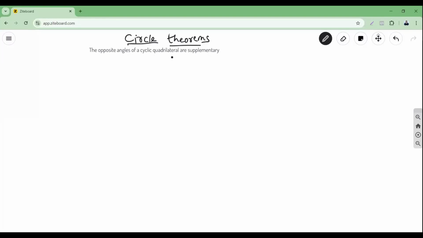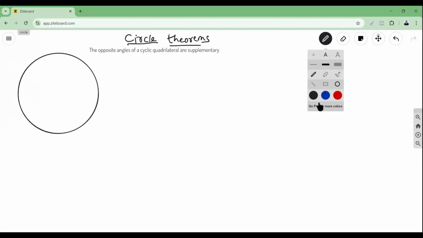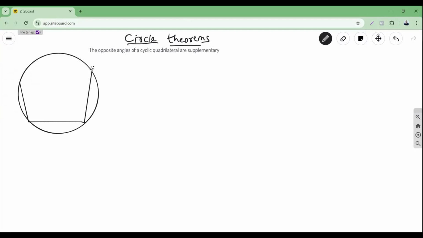Now, before you understand this theorem, you have to understand a few terms, called cyclic quadrilateral. What is a cyclic quadrilateral? It's a quadrilateral which is inside a circle. That means a quadrilateral whose vertices are on the circumference of a circle. So if we have a quadrilateral like this, where all the vertices of this quadrilateral are on the circumference of the circle, such a quadrilateral is called a cyclic quadrilateral.